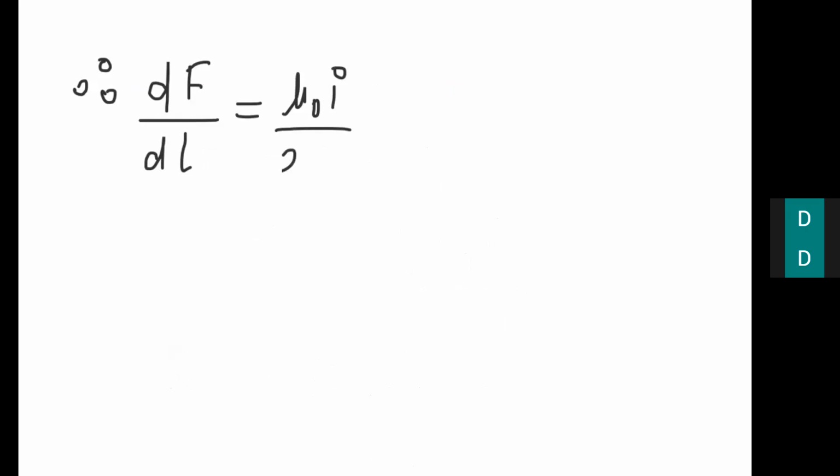Then that gives dF upon dl, which is equal to mu 0 I1 I2 upon 2 pi d. So basically this is equation number 3. This is the value of force per unit length for that particular current element dl.